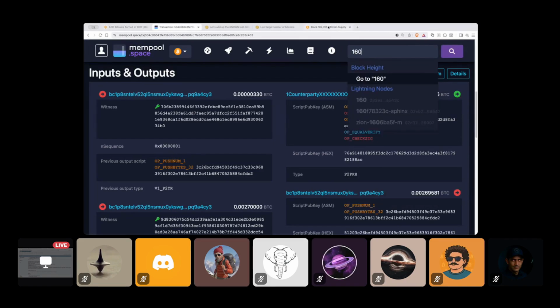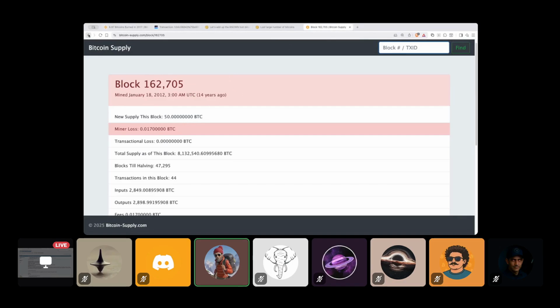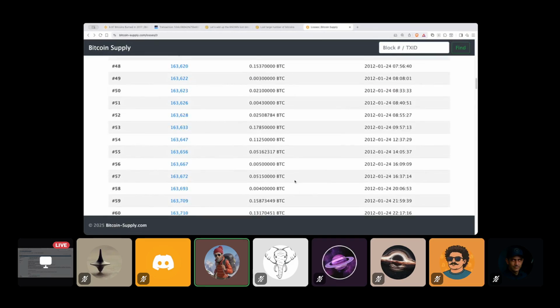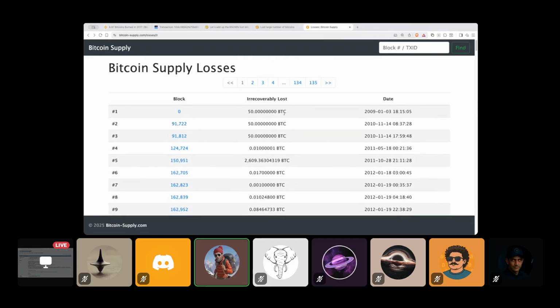And this you can do, you can go down the list and see what are all the transactions that have probably lost BTCs. Yeah, that's a good resource to look into. Yeah, thanks.